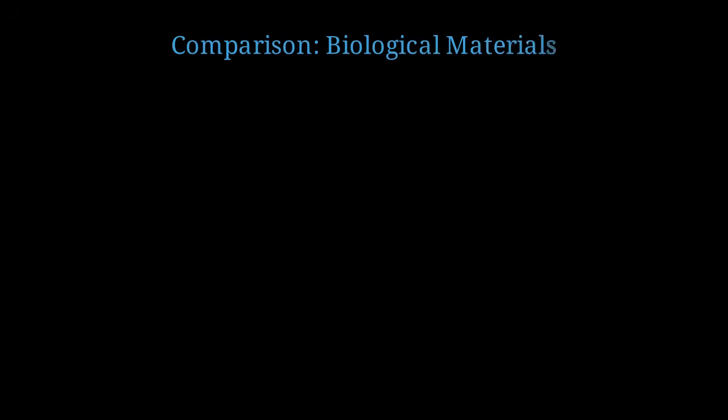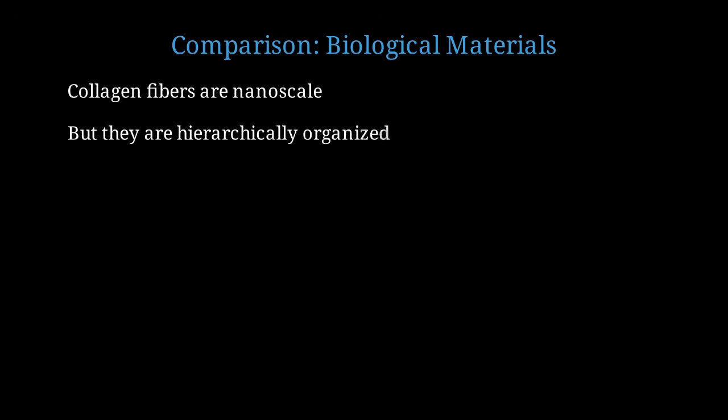Interestingly, biological materials face similar challenges and have evolved elegant solutions. Collagen fibers and tendons are nanoscale structures, just tens of nanometers in diameter. But biology uses hierarchical organization. Nanofibers bundle into microfibers, which bundle into fibers, which form tendons. Biological materials also use sacrificial bonds, weak crosslinks that break preferentially, dissipating energy and preventing catastrophic failure.